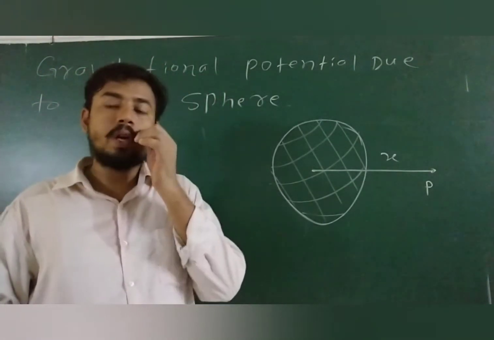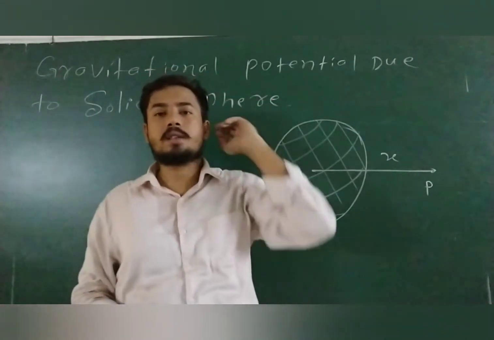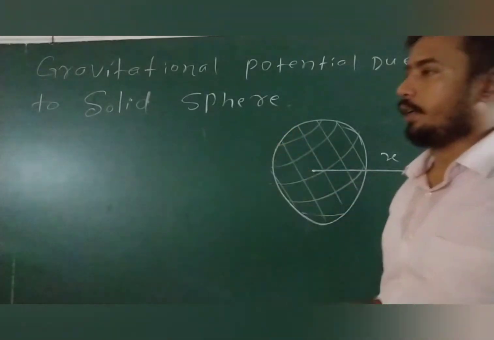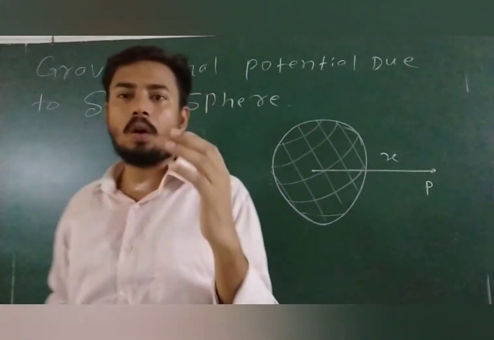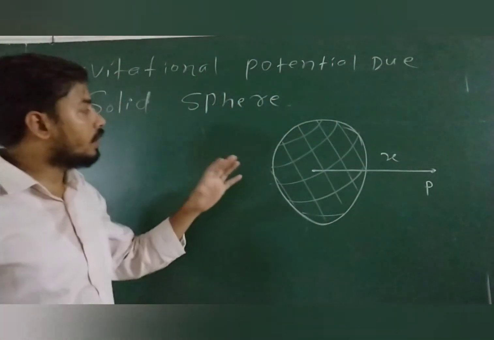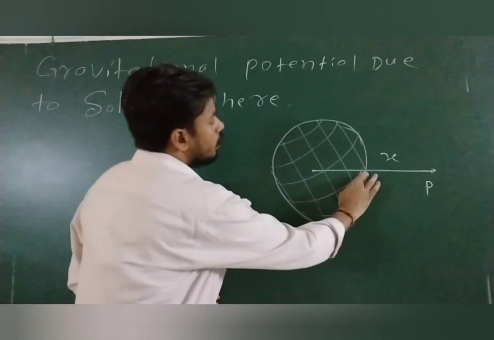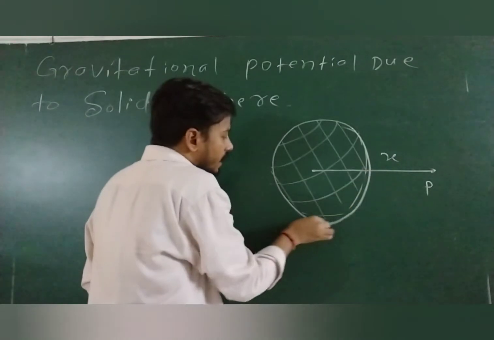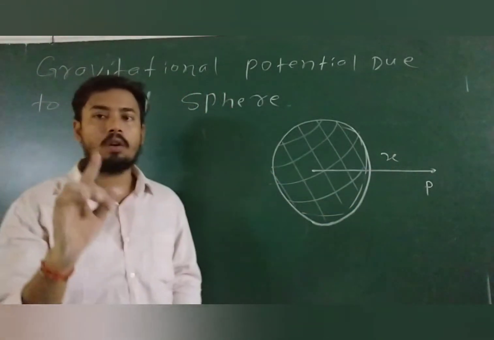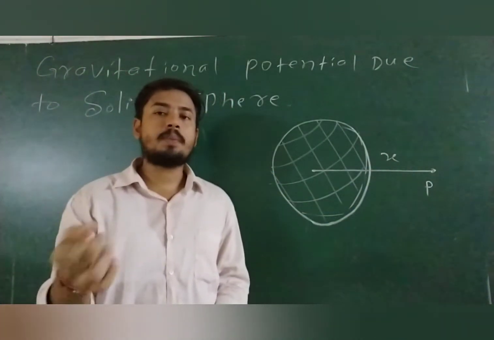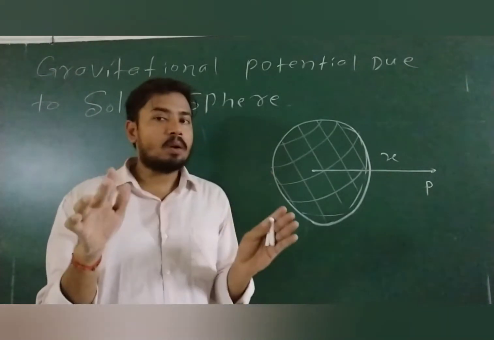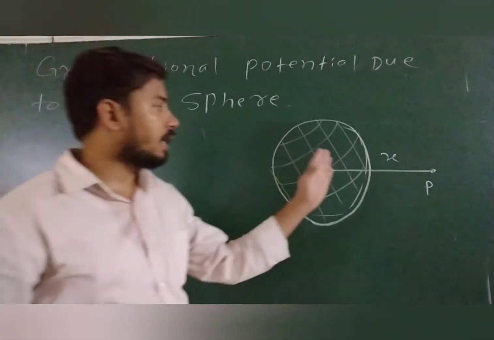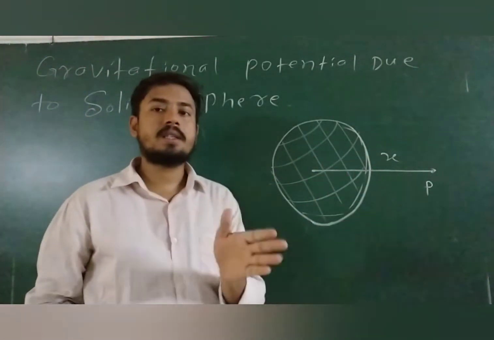So, guys, today I am here to discuss gravitational potential due to a solid sphere. Gravitational potential due to a hollow sphere is already discussed. In the previous case we discussed gravitational potential due to a hollow sphere outside, at the surface and inside. Similarly, we are going to discuss here: first outside, then at the surface, then inside.